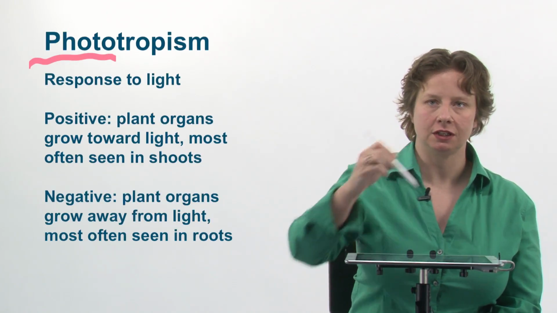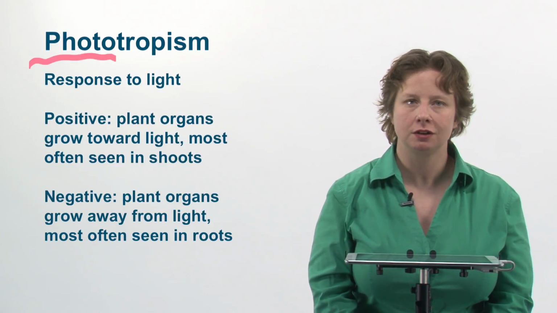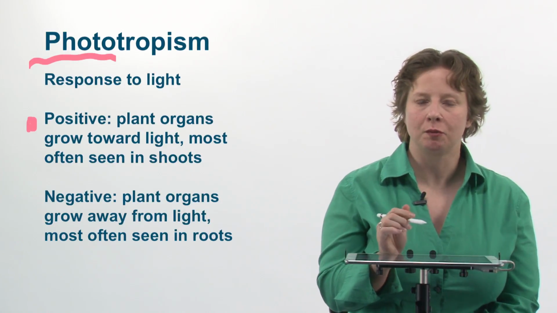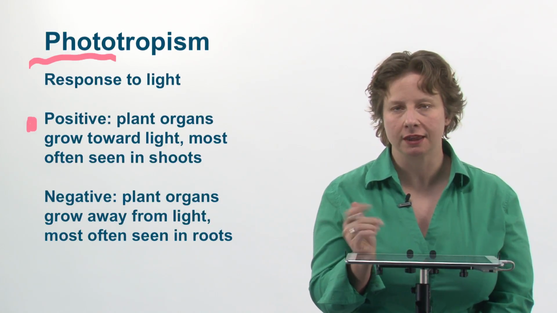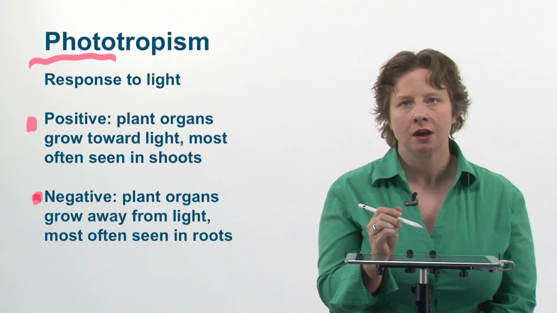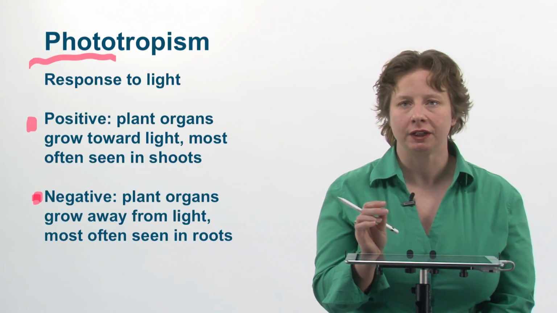Phototropism is easy to remember because it involves light. So plants are responding to light. If we're talking about positive phototropism, plants are growing towards the light, and this is most often seen in shoots. With negative phototropism, the plants are growing away from the light, and this is more commonly seen in plant root systems.